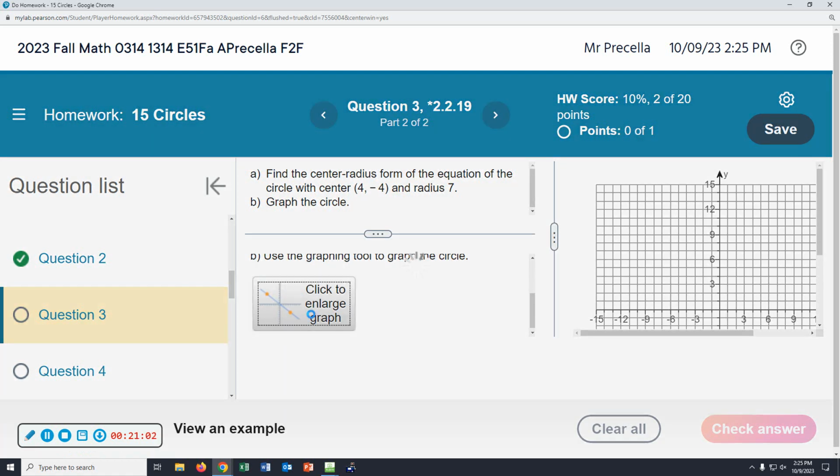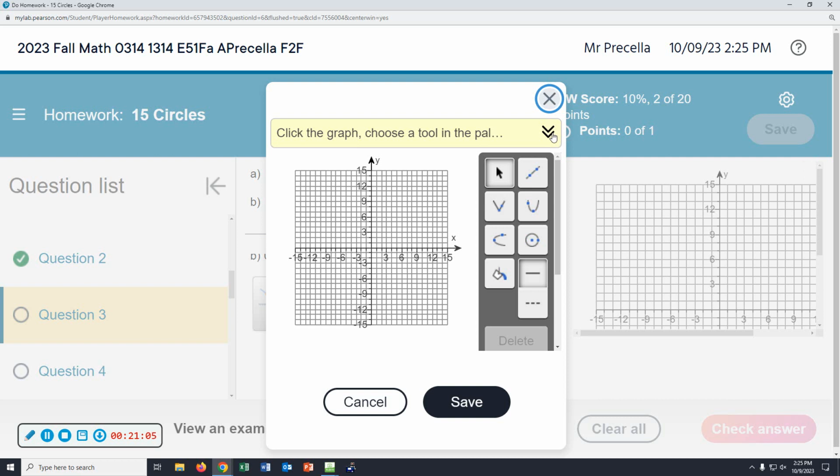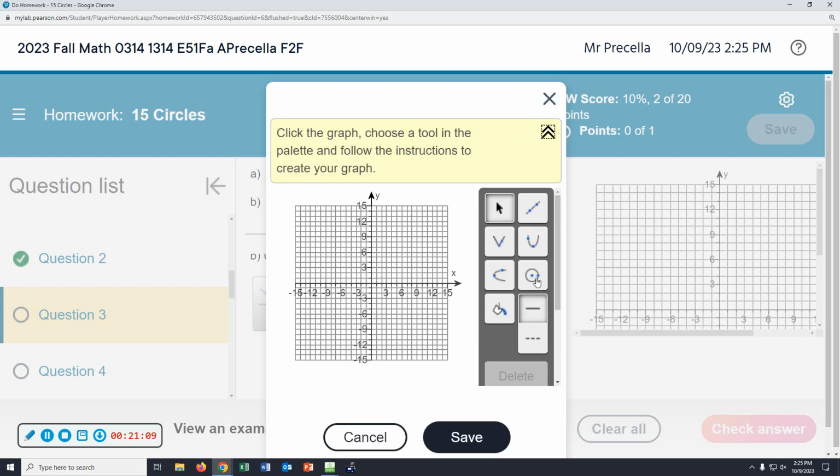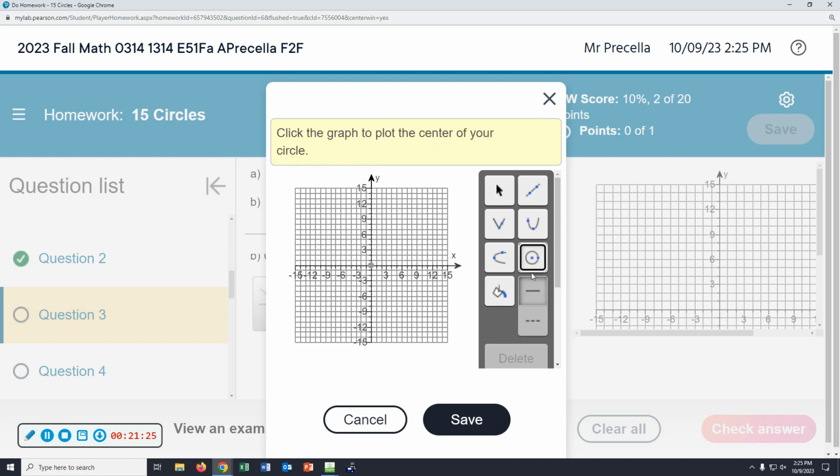And I still think it's better to pop it out. And I expand these instructions so it says to choose the tool. I'll give you a hint. In this assignment, the only tool you're going to be using is the circle tool, okay? That's the only shapes we're drawing in this assignment entitled circles. So we click the circle tool. What was the center?